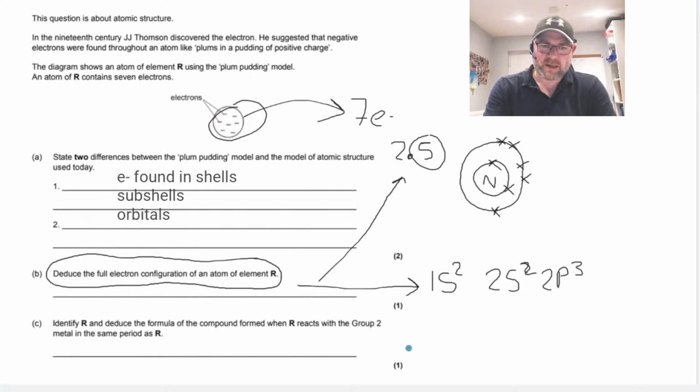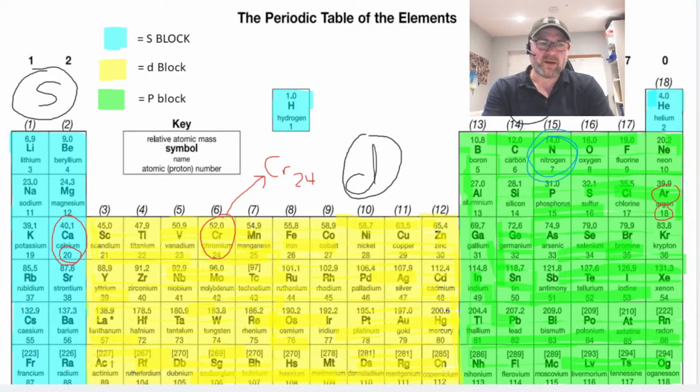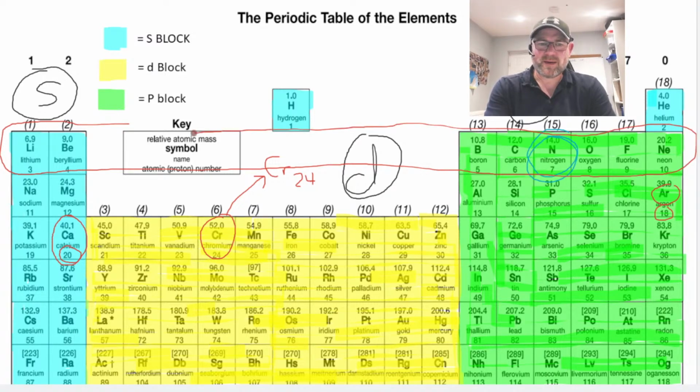So that's going to look at how stingy they are at A level. This is a 1 mark question. They then say they also want you to write the formula of the compound formed when R reacts with a group 2 metal in the same period. Now you should remember that the period is the row on the periodic table. So nitrogen is in period 2. Hydrogen and helium are the lonely guys in period 1. Nitrogen is here in period 2.